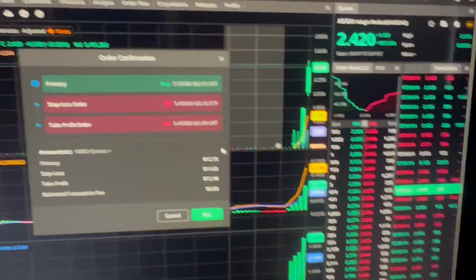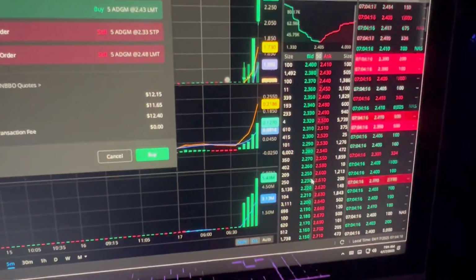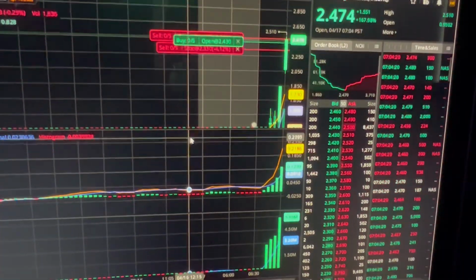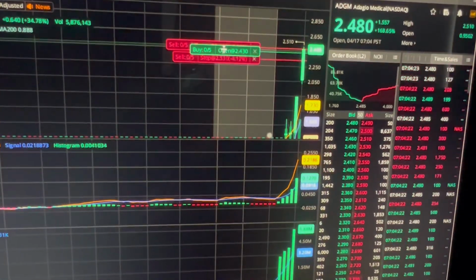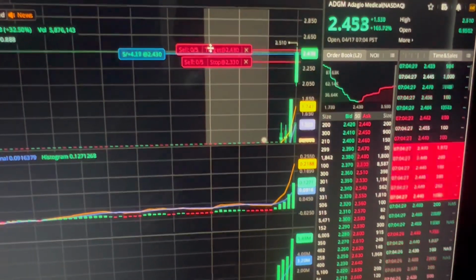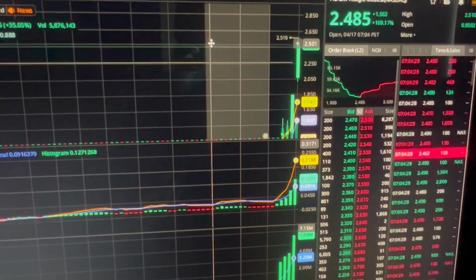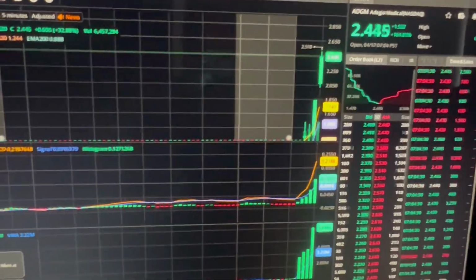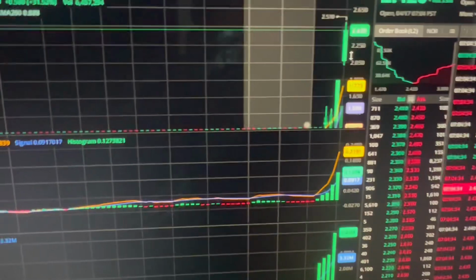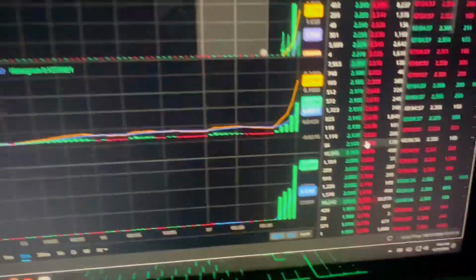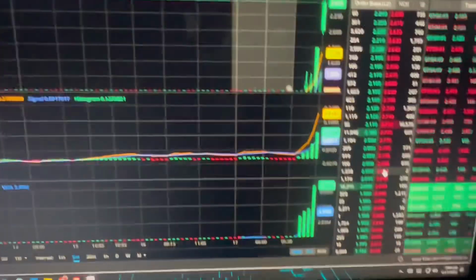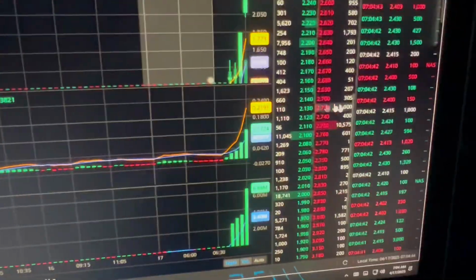There it is. So I adjusted the quantity size. Still looking very bullish. I'm gonna go ahead and enter this order. There it is. So I'm up 7%. And still a lot of buyers there on the bid. Still looking very bullish.